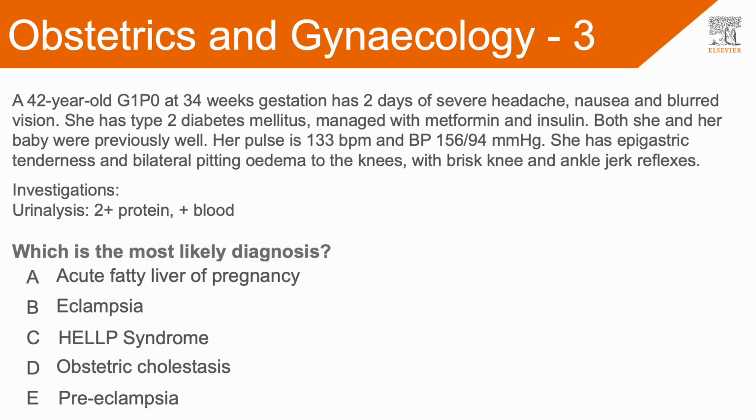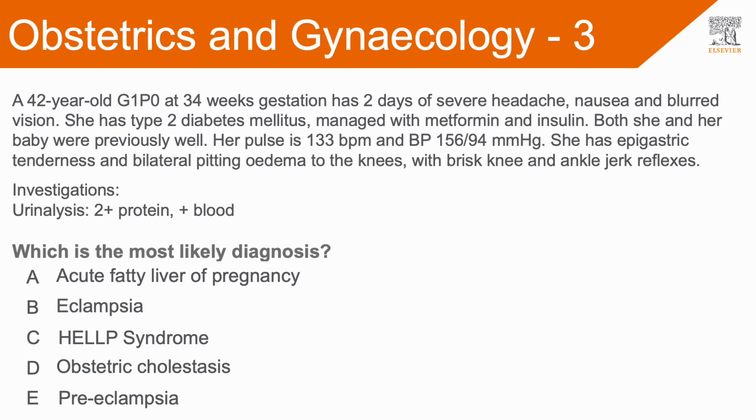Moving on to the next question. A 42-year-old G1P0 at 34 weeks gestation has 2 days of severe headache, nausea, and blurred vision. She has type 2 diabetes mellitus managed with metformin and insulin. Both she and her baby were previously well.